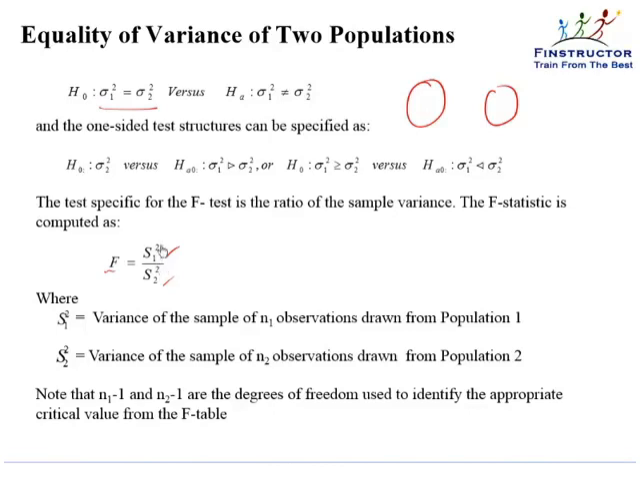So we will compute two samples, calculate the variances of the two samples, and compute the F statistic. If we can reject the null using the F statistic, we will conclude that the variance is different. If we are unable to reject, then we will conclude that we cannot say with confidence that they are not the same.